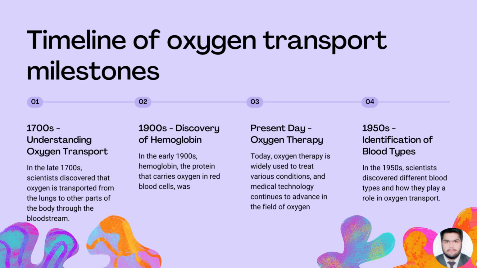Point 3. Present day, oxygen therapy. Today, oxygen therapy is widely used to treat various conditions, and medical technology continues to advance in the field of oxygen transport. Point 4. 1950s, identification of blood types. In the 1950s, scientists discovered different blood types and how they play a role in oxygen transport.